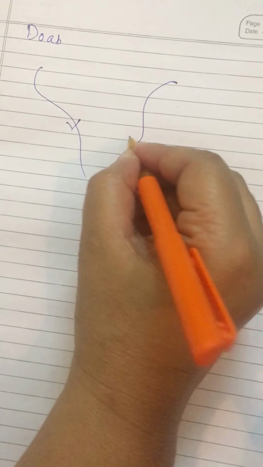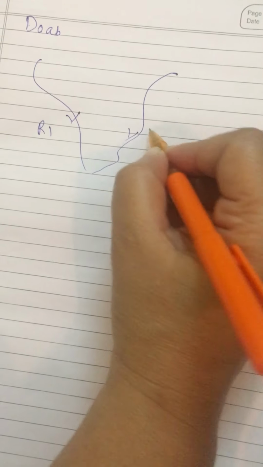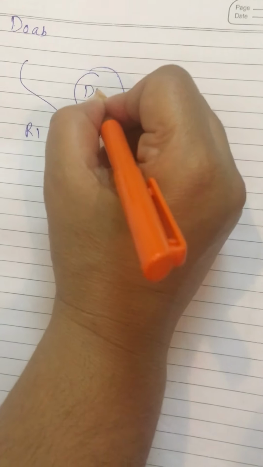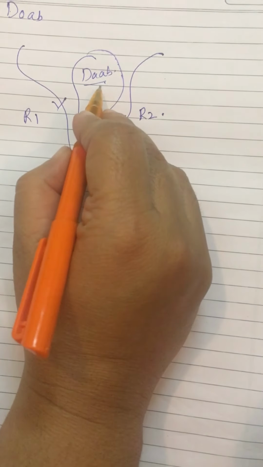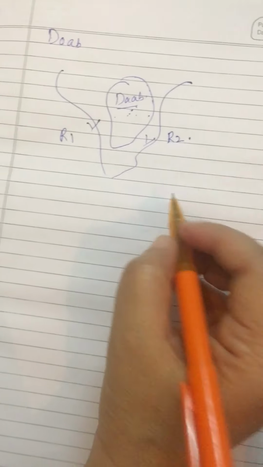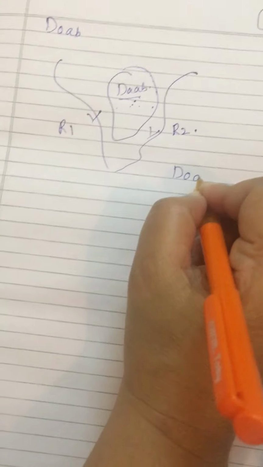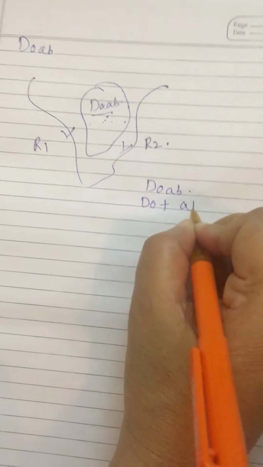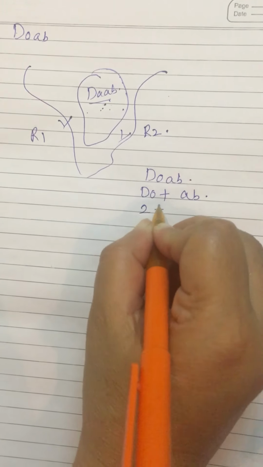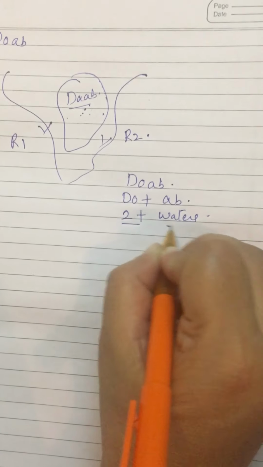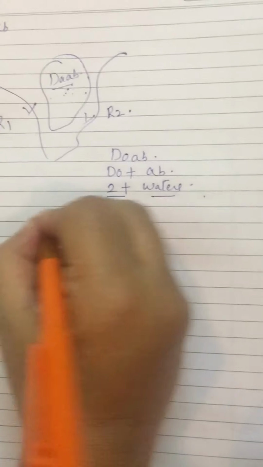Suppose this is river 1, and this is river 2. This area is called the Doab. Like we are living in Jalandhar, and Jalandhar is called Doaba. Doab has two words: Do plus ab. Do means two, ab means waters. The area between two waters is called the Doab.